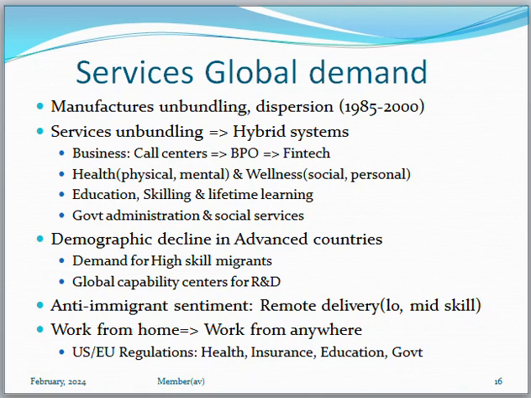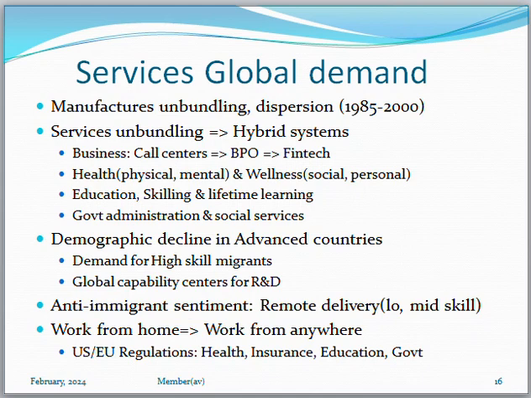So government services are going to get unbundled. Parts of it can and must be done in India. We can do it, but somebody has to think about it. The private sector has to think, all of us, the people who are doing the skills, we have to think about it. So demographic decline in advanced countries, that's the example I just gave you.